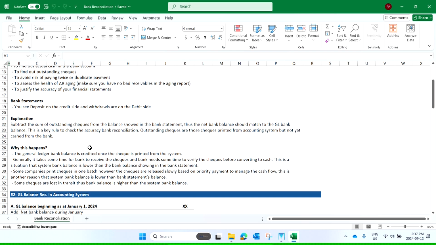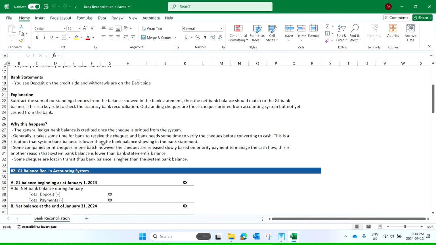Outstanding checks, as I said, are the checks that your suppliers did not take and did not get the cash for from the bank. Those checks could also be in transit. Maybe some companies print a lot of checks but release them one by one. I had that situation in the past when I worked for one of the companies. We printed the checks but did not mail them right away, because we were holding the checks to make sure that we were managing our cash properly.